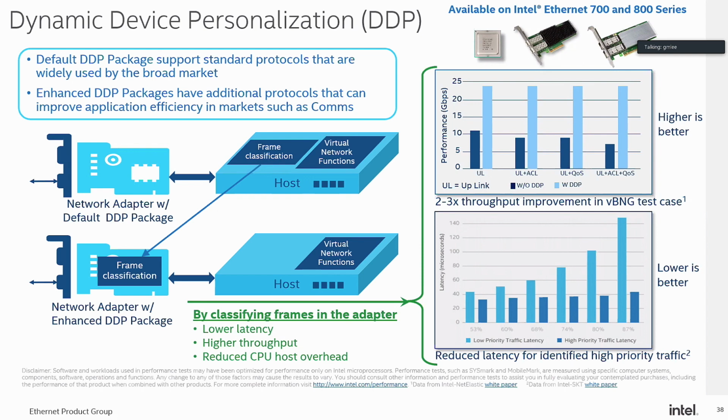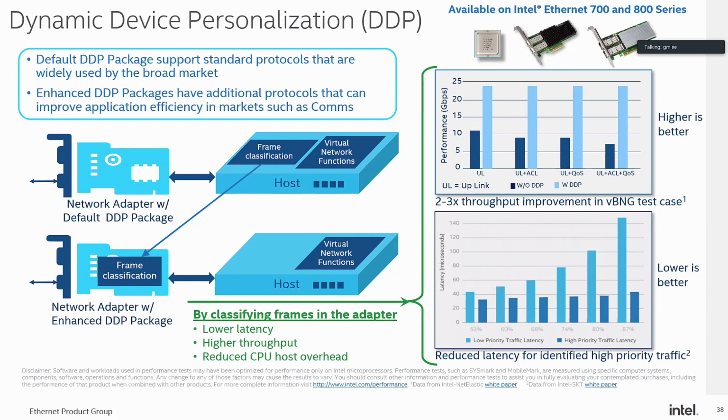On the charts on the right, you can see on top that DDP is currently available in our 700 and 800 series adapters. The top chart on the right is a Metaswitch white paper, which I have a link to at the end. They use DDP in the 700 series, and by enabling DDP, we're able to improve throughput by a factor of 2 to 3 compared to when DDP was not enabled. The chart on the bottom is actually a South Korea Telecom test case. They have a white paper as well, and I'll talk more about their application in this slide deck.